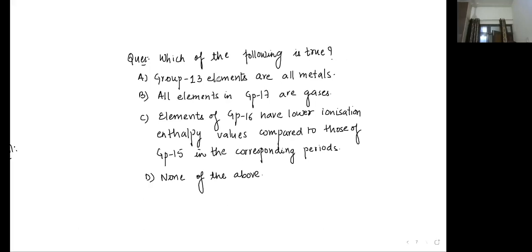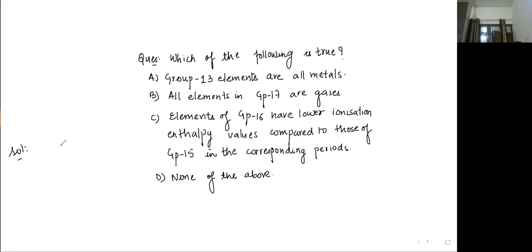Group 18 are gases. Elements of group 16 have lower ionization energy compared to group 15 in the corresponding period, or none of the above. Tell me, in group 13, which all elements come. Always remember the S block, that is group 1 and 2, contain all metals. From group 3 to group 12, all metals are present. S, D and F blocks contain all metals. But the P block contains metals, metalloids as well as non-metals.